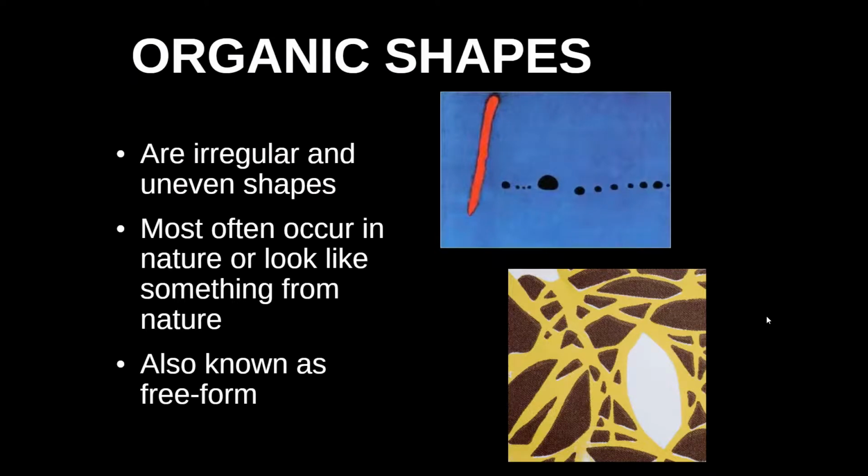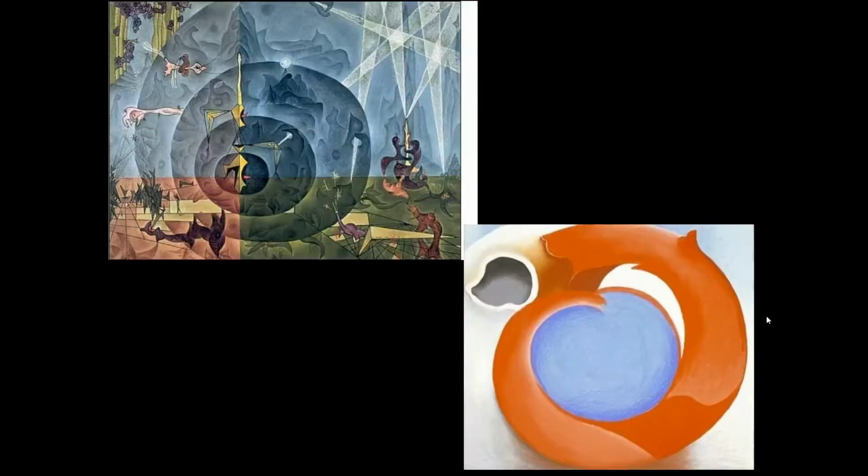We also have organic shapes. They're irregular. They're uneven. They're going to appear in nature, or at least appear like they could be in nature. They're also known as free form. Here are our free form or organic examples here. You're going to notice that there's a lot less harsh lines, a lot less straight lines going on, and there's more curves and a more organic feel to the compositions and the color choices as well here.